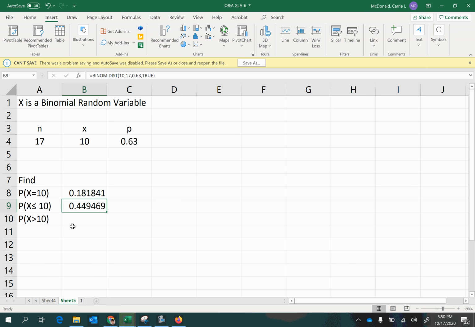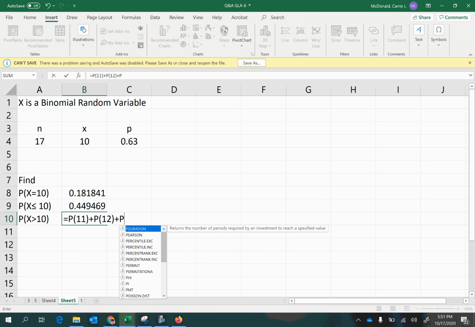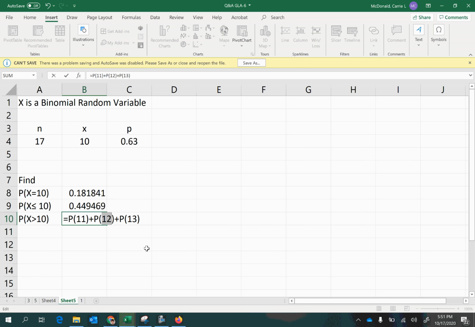Now, the next part of the problem is what is the probability of getting more than 10 successes in 17 trials? Well, that's the complement of what we just found above here. So it's very simple. We could find the probability of 11 successes and add that to the probability of 12 and so on, right? We could do that. That just means we would have to use binom.dist with false for cumulative, and we would have to do it for each one of these cases and then add them all together. So we could do that. It just would take a while.